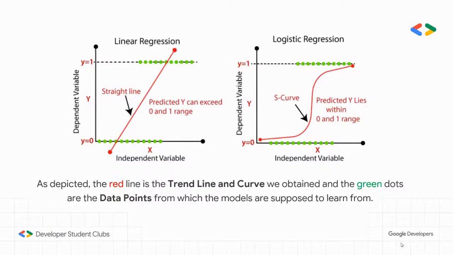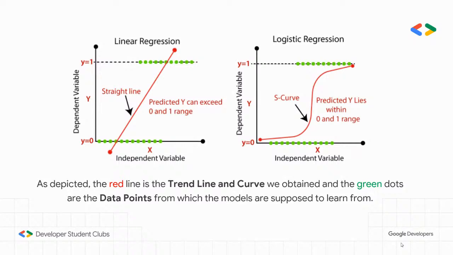Now let's try to visualize it. Let's say we have two categories, as I explained before, 0 and 1 mapped onto the y-axis and our input variables on the x-axis. The green dots will represent the data points that we have. Now if you try to fit a linear regression line, this is how it will look. But try to understand it intuitively.